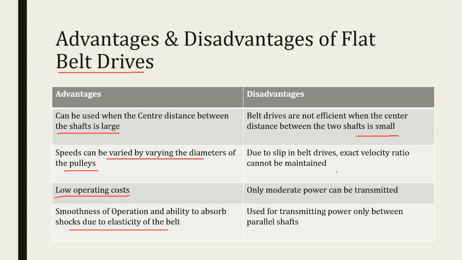The disadvantages: due to slip in belt drives, exact velocity ratio cannot be maintained. If you have to maintain a proper velocity ratio between two shafts on which the belt is mounted, then it might not be possible because of the slippage. Only moderate power can be transmitted. You cannot transmit larger powers. It is used for transmitting power only between parallel shafts. This is one of the disadvantages of the flat belt drives.